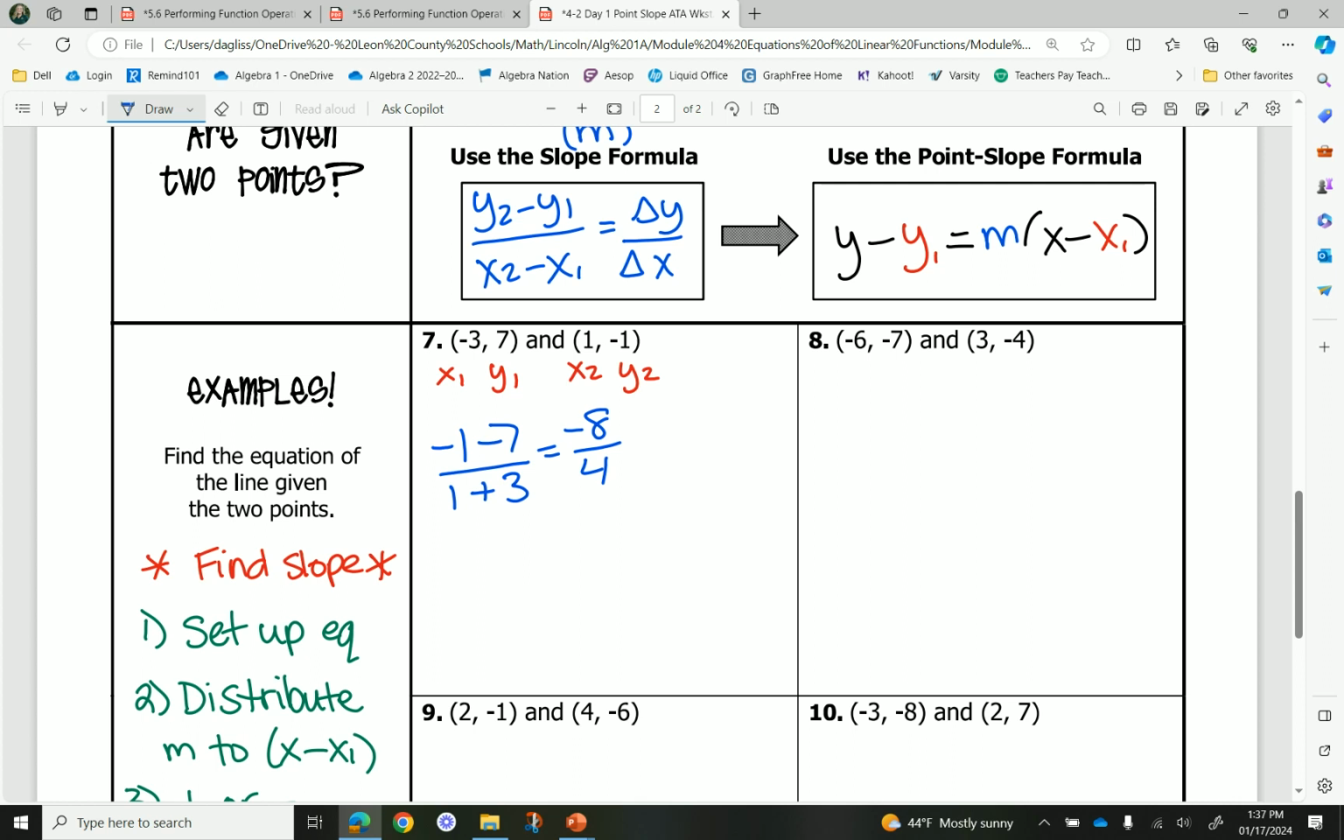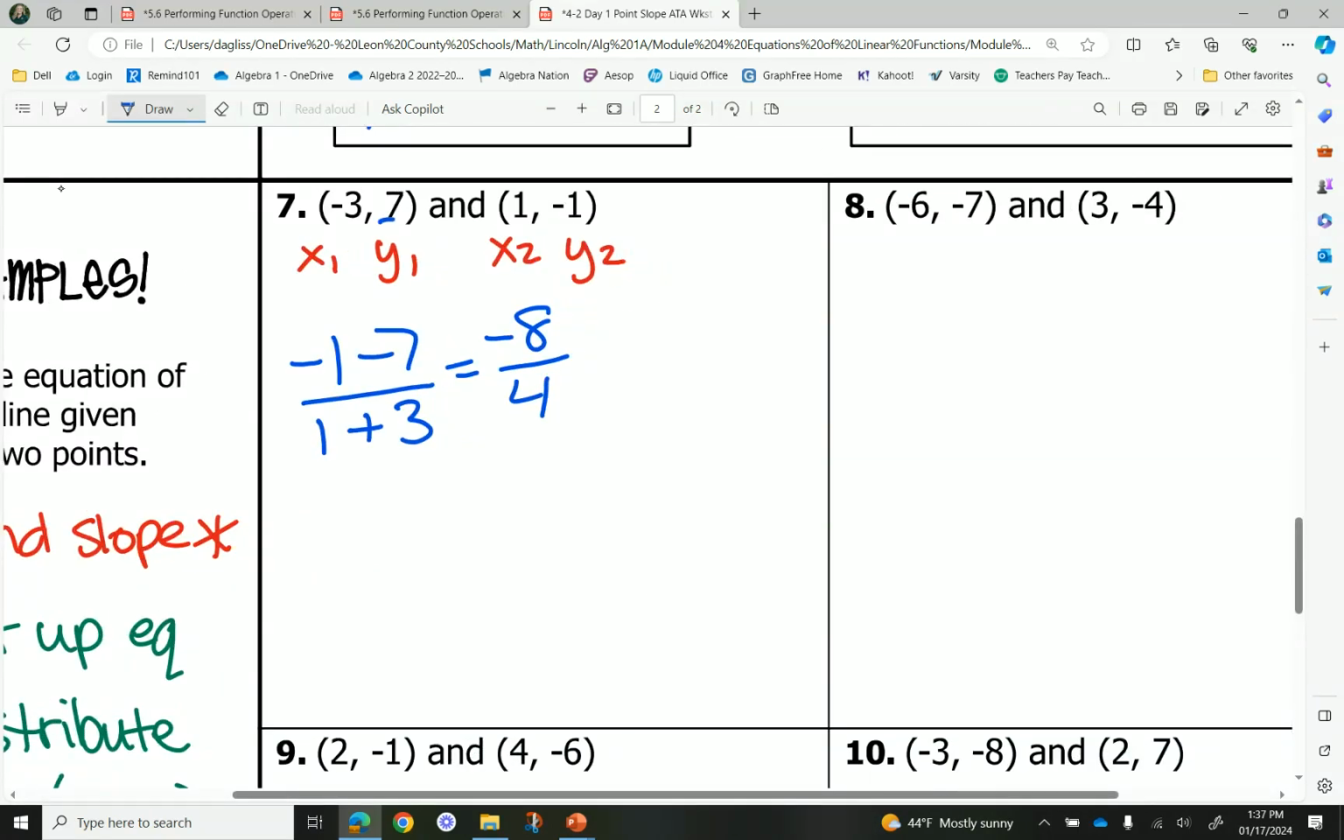Look at my y's. How did 7 turn into -1? How did the first point change into the second point? 7 to -1, it went down 8, right? And then how did -3 turn into +1? Which is a +4 movement, right? See how it's the same thing? Negative 8 over 4. So you don't have to use the formula.